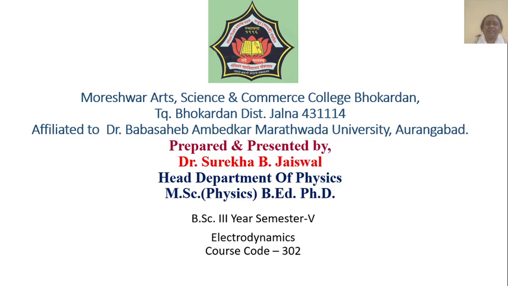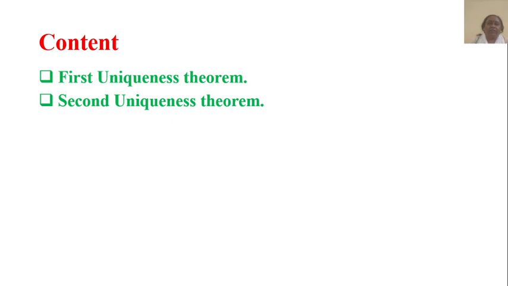Today we will see Electrodynamics, course code number 302, semester 5. Now, today's topic is first uniqueness theorem and second uniqueness theorem.